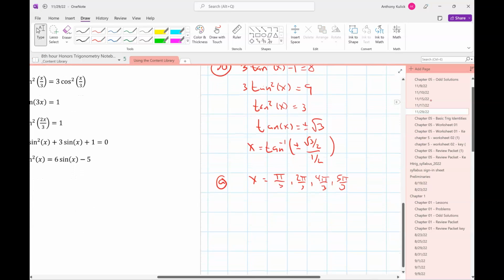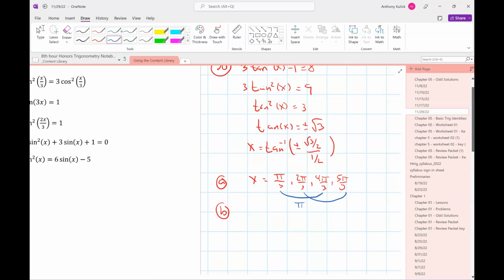Now, in part B, I could write all of these plus 2 pi, or I could notice that those are pi apart, and those are pi apart, and combine those answers, which is what I did. Now, do you have to do that? No, you don't. But that's the way I wrote it on the answer key. Would it be fine to write all 4 of them plus 2 pi k? Yes, 100%. Still doing okay, Allie? Yeah. Okay.